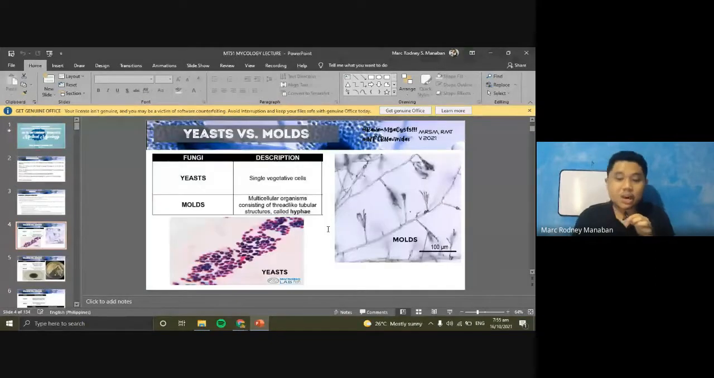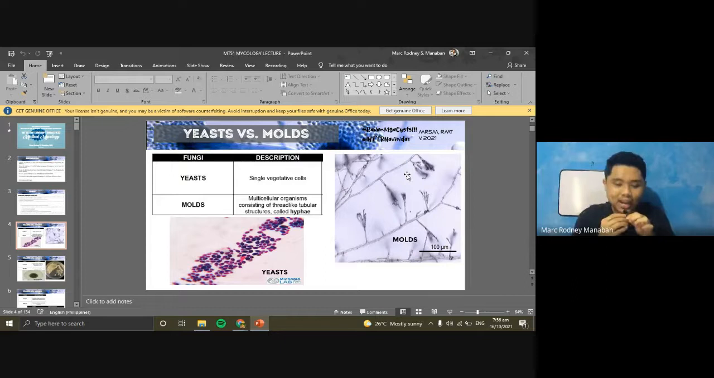Okay, next we describe now the two major forms of your fungi, your yeast versus molds. Your yeasts are single vegetative cells, no? So mga unicellular, sila itong mga unicellular nato na fungi. All right? Now the molds, these are the multicellular ones, okay? And usually they are filamentous in appearance, meaning thread-like, mura sila mga filaments, all right? And they have structures known as hyphae, okay? So later ito na i-describe.